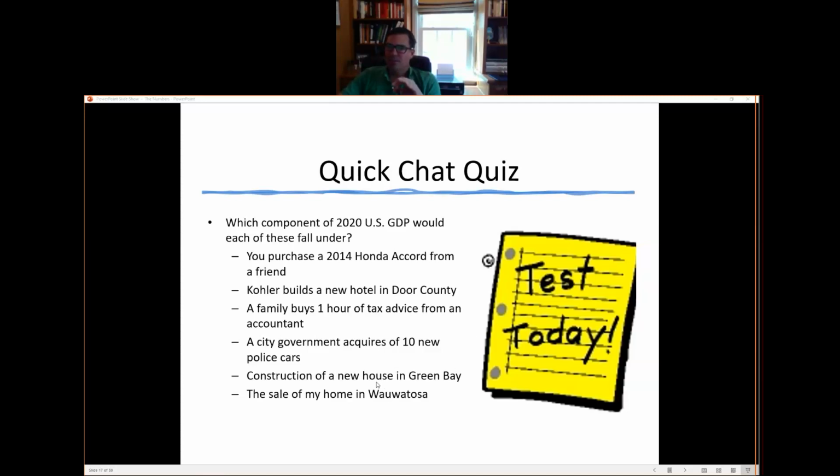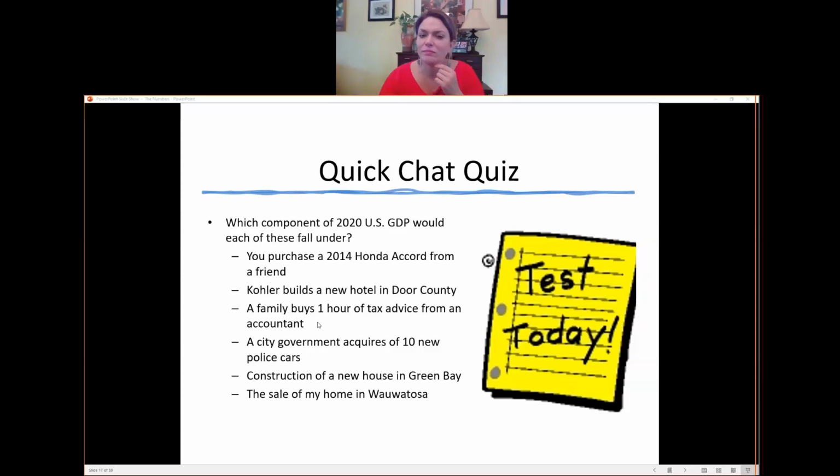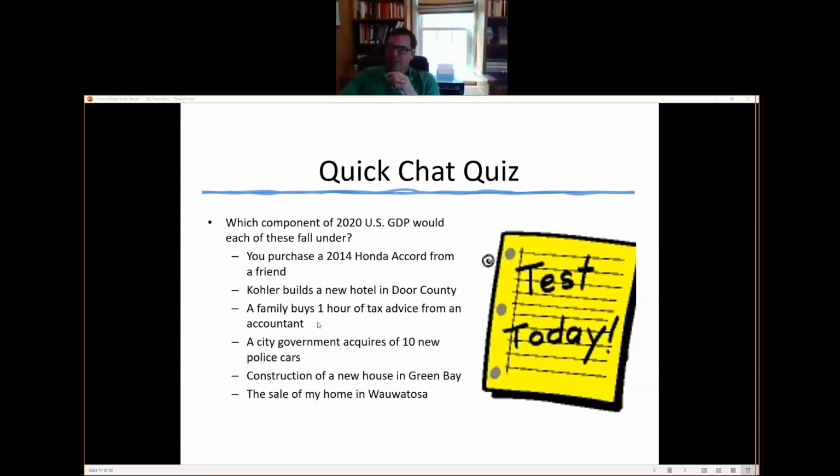Let's just do one more. What if next April I need to see my accountant for tax advice? What does that fall under? C, I, G, or NX? Paula says C. Yep, right. So it's a service consumption. Yep. If a government buys police cars, that's government spending, of course. If we build a new home, that falls in investment.